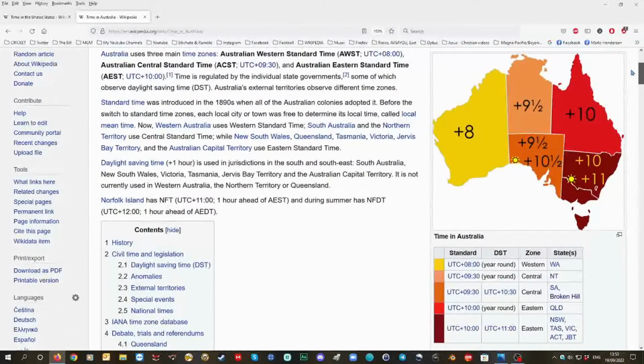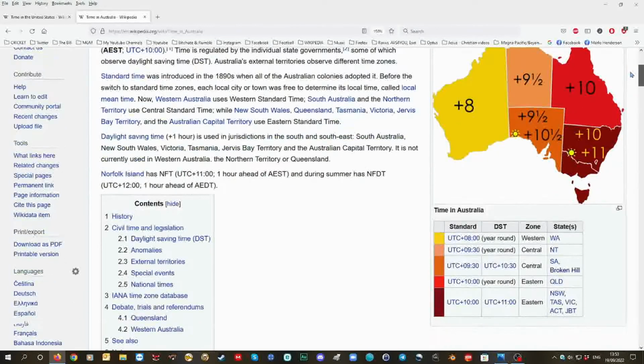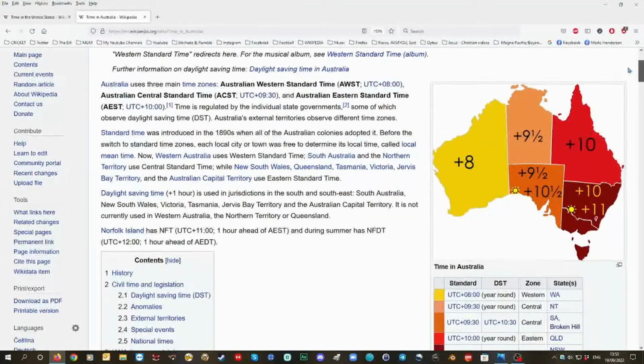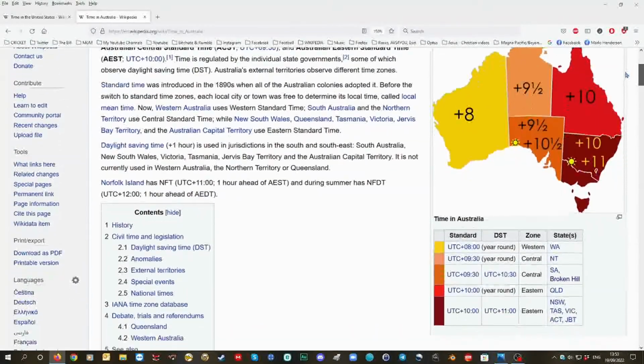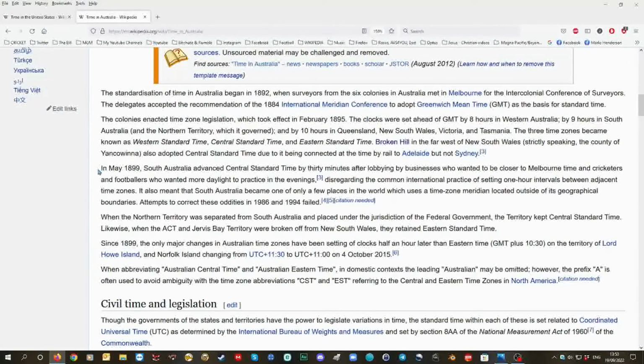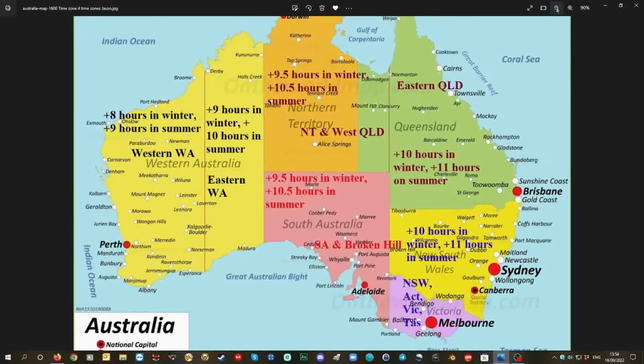And of course central time, Australian central time was actually 1 hour behind Sydney until 1899. Here we go. In May 1899, South Australia advanced Central Standard Time by 30 minutes. So that's why South Australia is only half an hour behind Sydney. That remains the same, right?